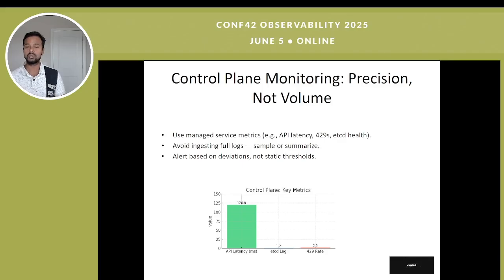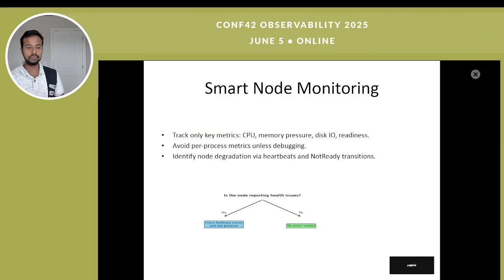It's also important to understand why control plane insights are important, because they are the brain of Kubernetes monitoring. If the control plane is down, nothing else can function and you cannot make any updates to the system. Below, I have some examples like the API latency, the HC lag, and the throttling rates. Now let's get to the nodes.